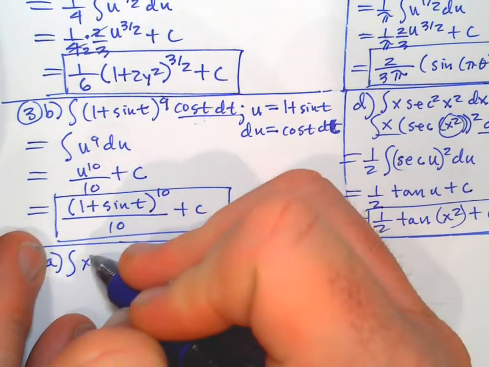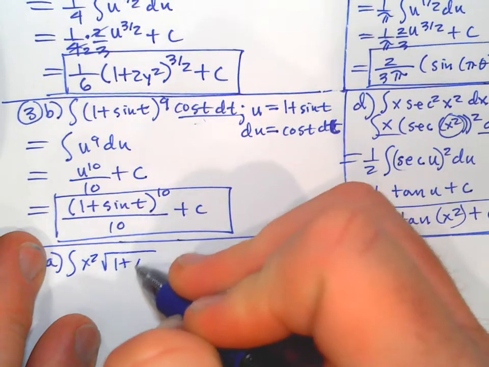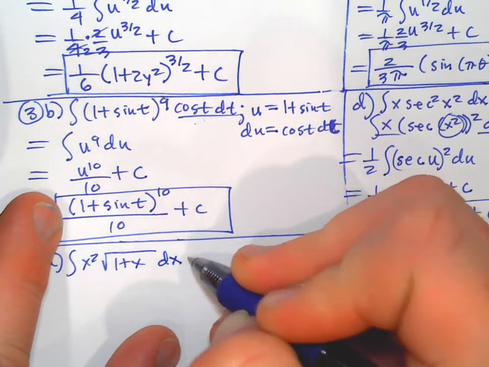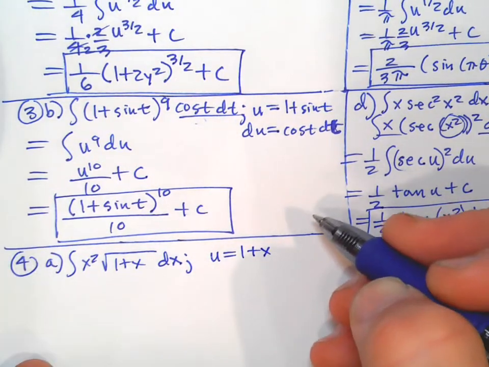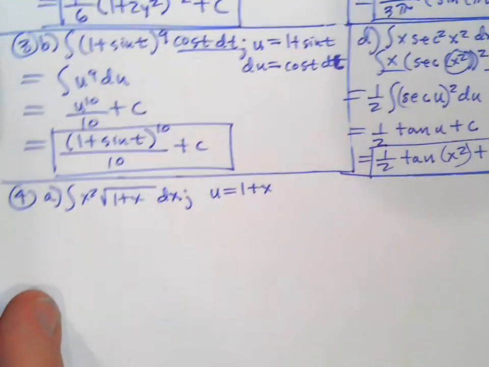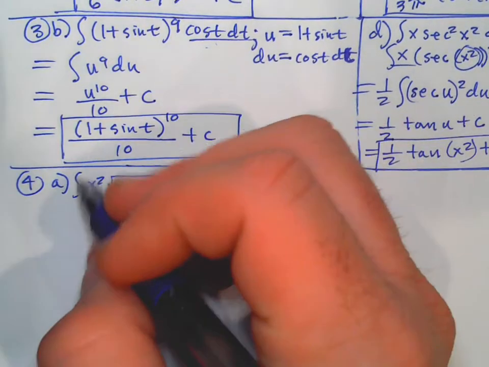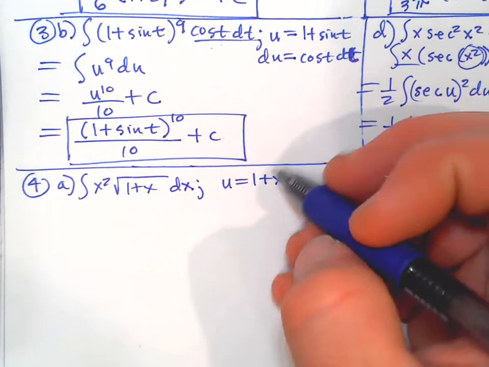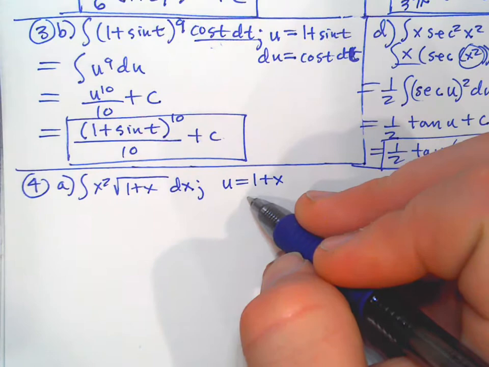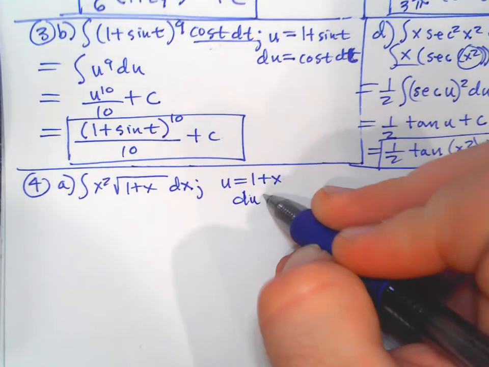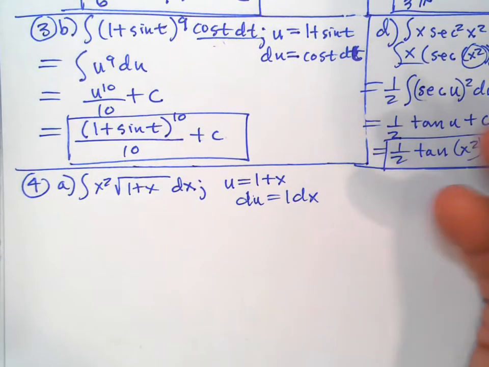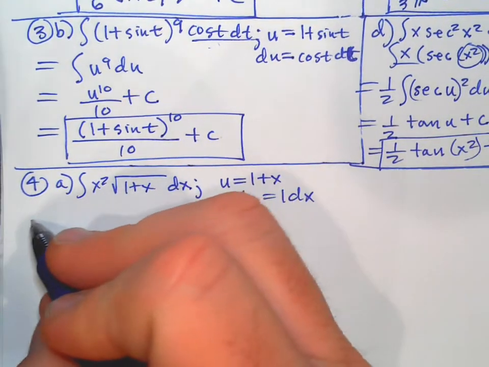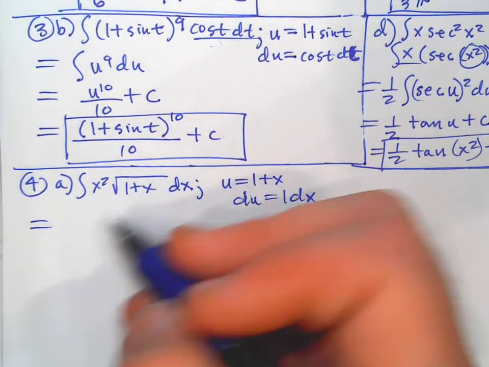All right, number 4, part A is the integral of x squared times the square root of 1 plus x dx. And they're telling you that u should be 1 plus x. Now, hopefully this is worrying some of you because there's an x squared in front. Like, how are we going to deal with that? Well, du equals 1 dx.